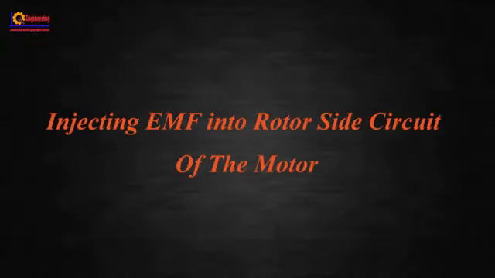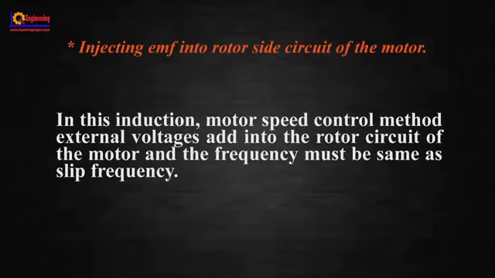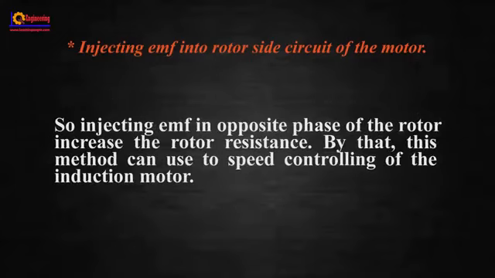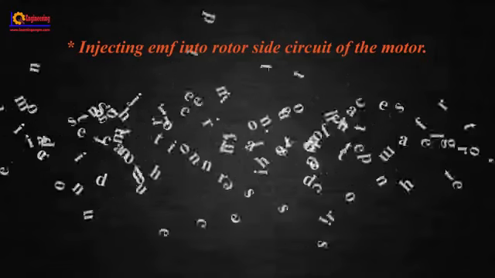Injecting EMF into rotor side circuit of the motor. In this induction motor speed control method, external voltage is added into the rotor circuit of the motor, and its frequency must be the same as the slip frequency. So injecting EMF in opposite phase of the rotor increases the rotor resistance. By that, this method can be used for speed controlling of the induction motor.